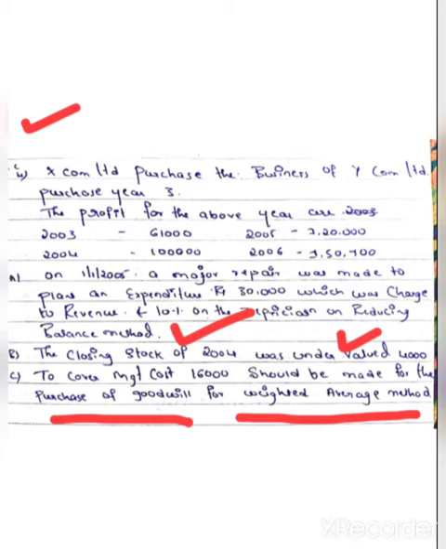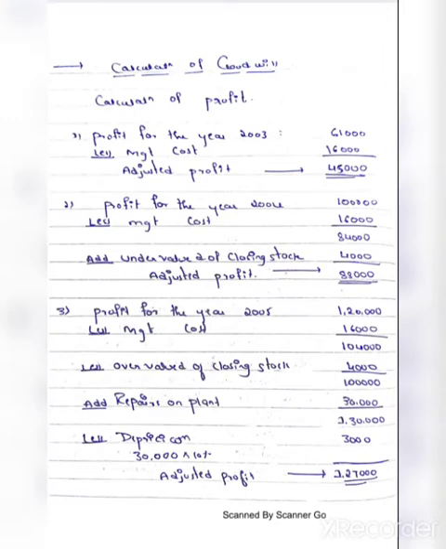Okay guys, so next is the calculation of goodwill. First, calculate the profit: find the actual profit for every year. First, profit for the year 2003 is rupees 61,000, right? Less management cost, which is already given in the question as the third adjustment point. So less management cost means the management expenditure every year. Less management cost 16,000, then the adjusted profit equals 45,000, the actual profit of 2003.